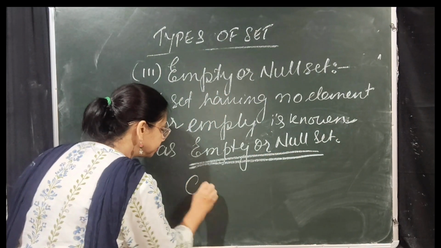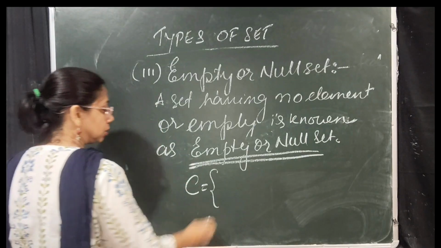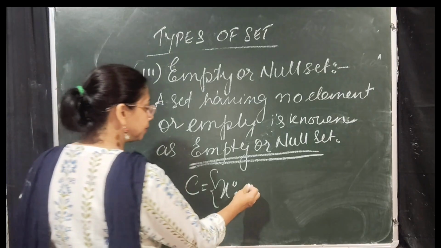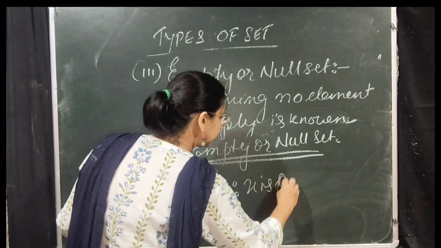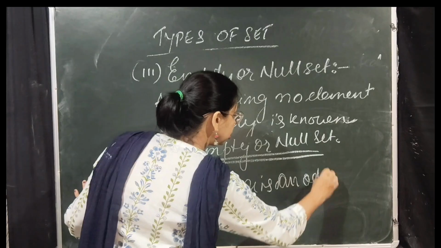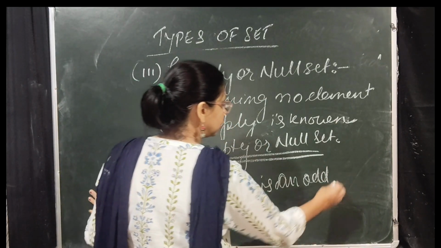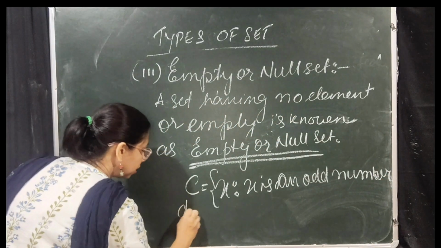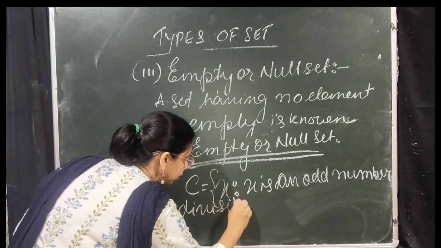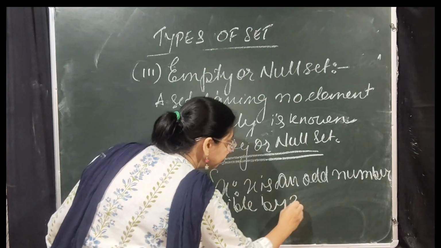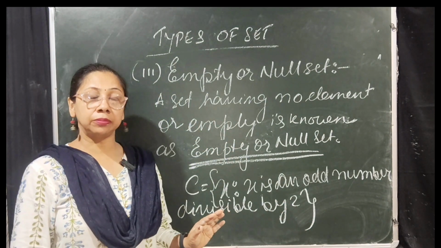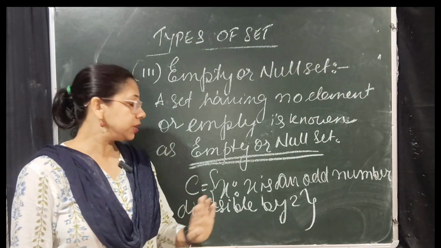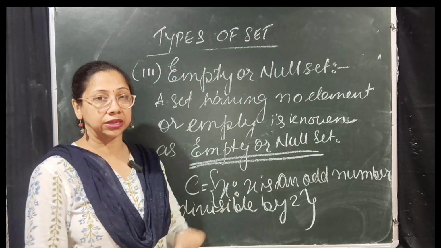For example, x such that x is an odd number divisible by 2. No such number exists which is an odd number and at the same time divisible by 2. So this set is known as empty set.